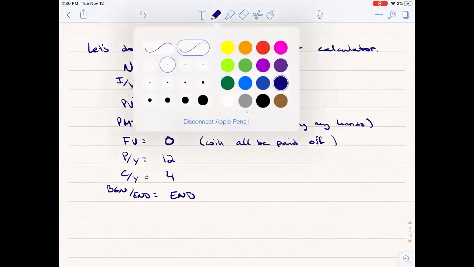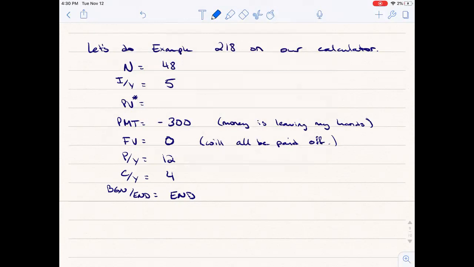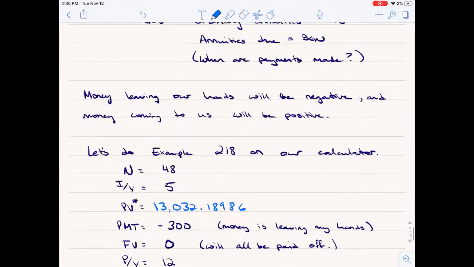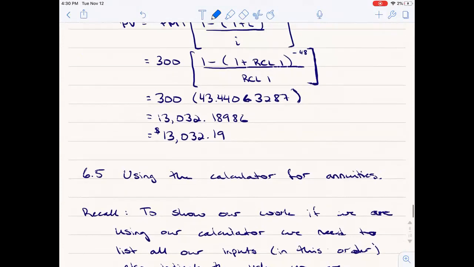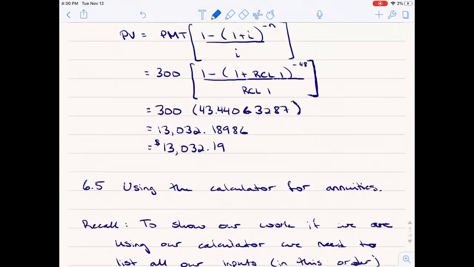I'll just do it in a different color to indicate that that's the one I solved for. I get positive 13,032.18986. What did we find earlier? When we did it by hand, we found 13,032.18986, right? So we get the exact same values.